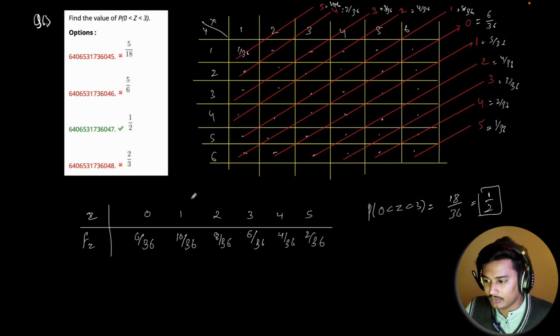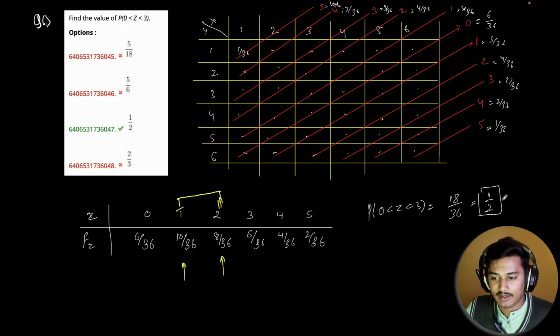So what will this be? Basically this is nothing but this, right? Between 0 and 3, it is 1 and 2. So what is the probability of getting 1 and 2? Probability of 1 plus probability of 2. That is 18 by 36, that is 1 by 2. So we will be getting 1 by 2.